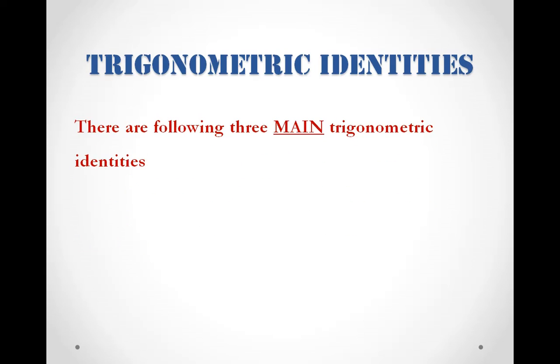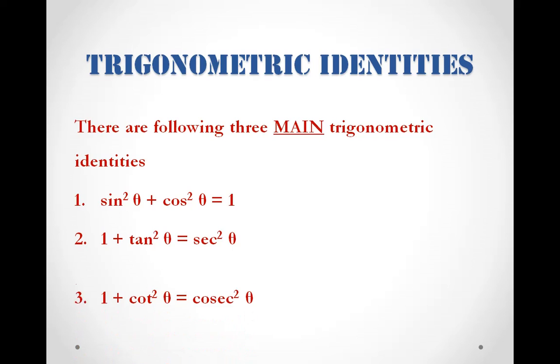Viewers, there are the following three main trigonometric identities. Number one is sine square theta plus cos square theta is equal to 1. Number two is 1 plus tan square theta is equal to secant square theta, whereas number 3 is 1 plus cot square theta is equal to cosecant square theta.